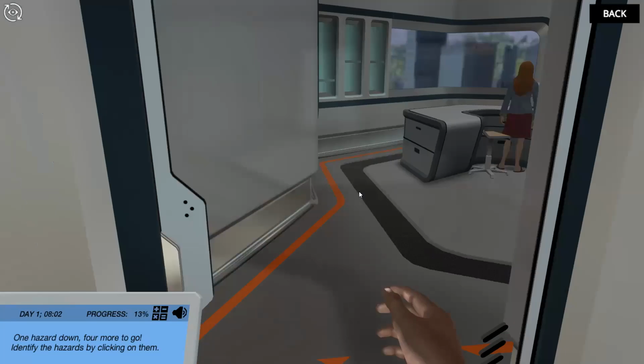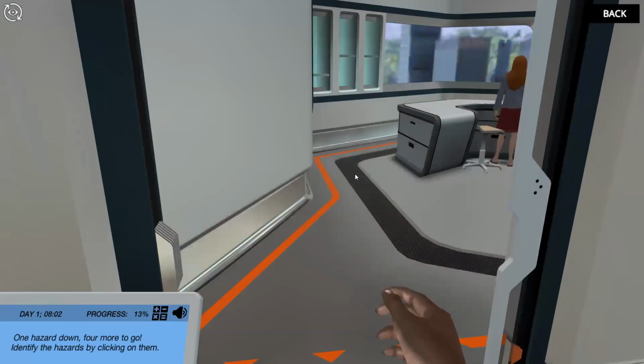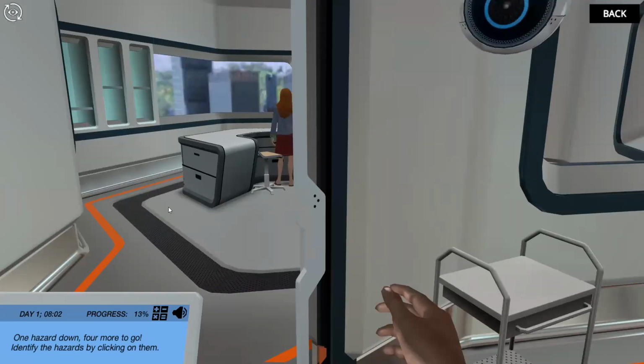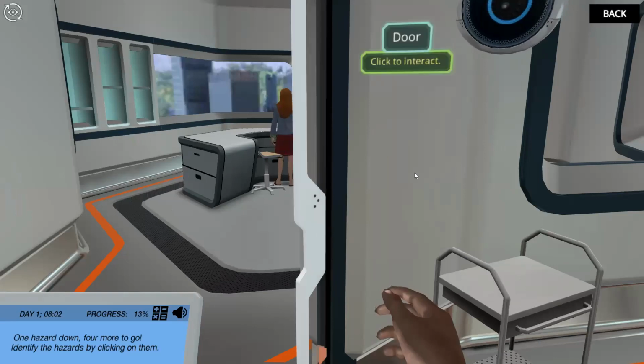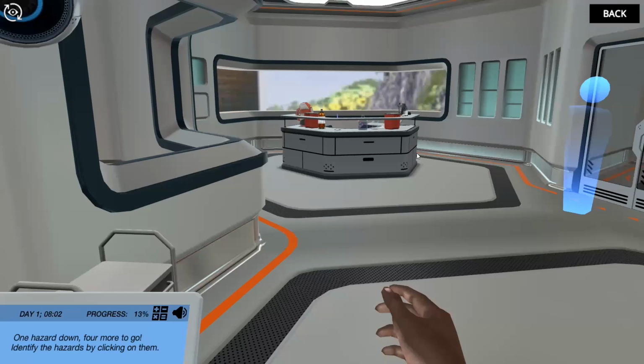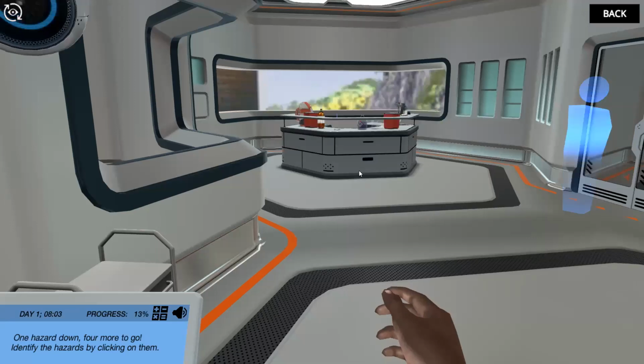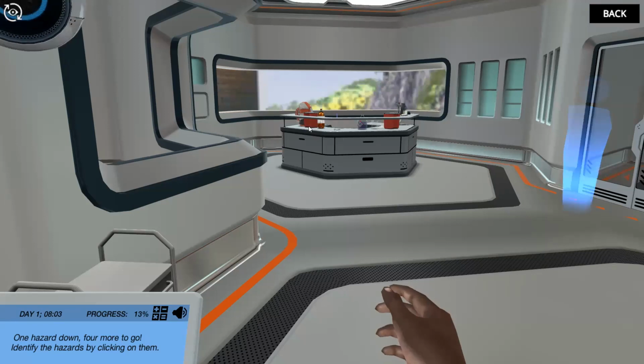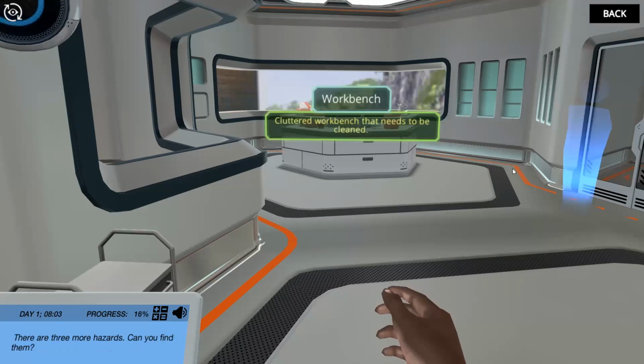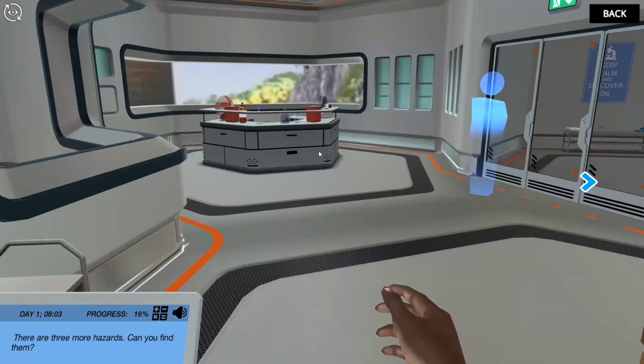I guess you have to come in. I guess not. Let me see what else. Oh, here we go. That's it. This bench looks very messy. Yes. It is important to keep the lab bench tidy. Any clutter should be cleared away before starting a new experiment, and there should be no hazardous chemicals left on a workbench. That's right, especially. There are three more hazards. Can you find them? I'm looking.